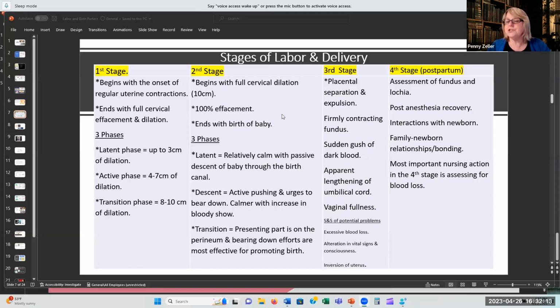Okay, so the stages of labor. Stage 1 is labor, labor before the delivery. When we know our client is having regular contractions and we're noticing changes in the cervix, we know she's in labor. So stage 1 begins with the onset of regular contractions, and it ends when the cervix is completely dilated and effaced.